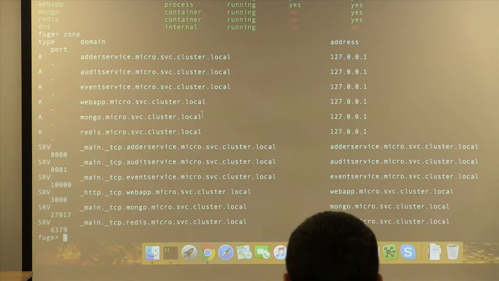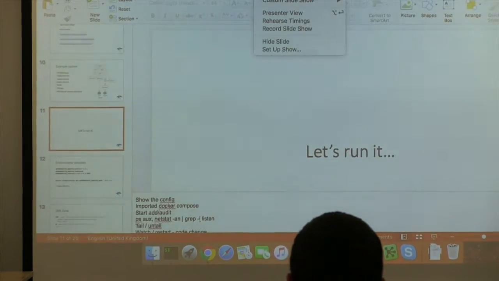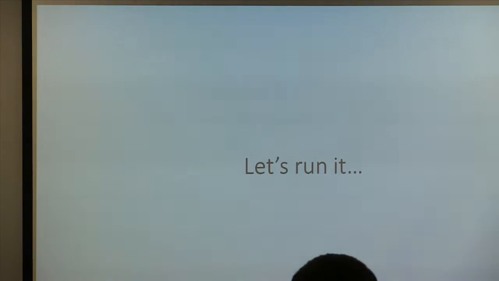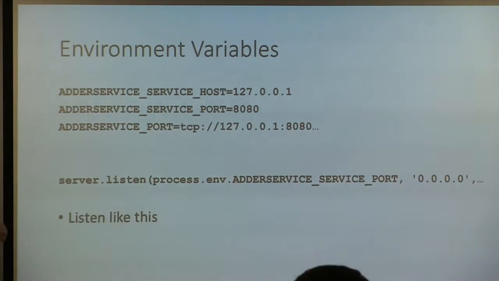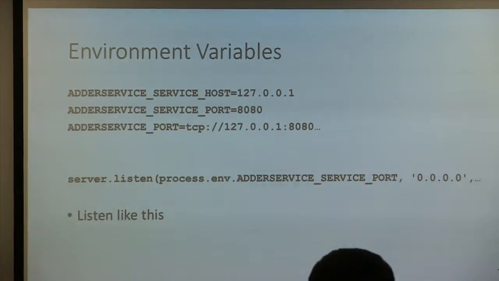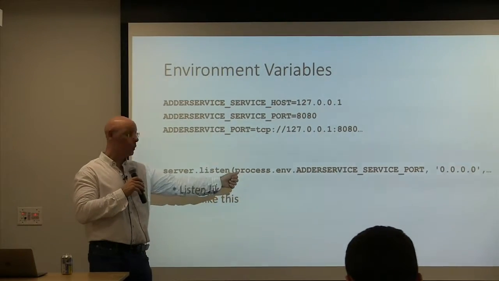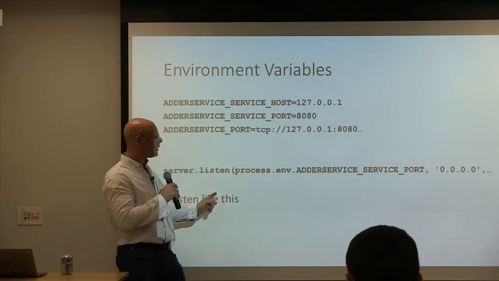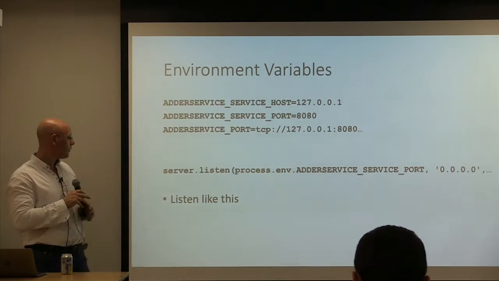Okay, let me flip back to the slides for a second. So we run it. Let me explain what's going on there. As I said, these are Kubernetes type environment variables. So within our code, when we start a service, when we start listening, we don't just put in a random port number or whatever we choose. We use what's injected by Fuge, or which will be injected by Kubernetes, which is, if I'm the adder service, then I need to listen on the adder service port, right? So listen like that.